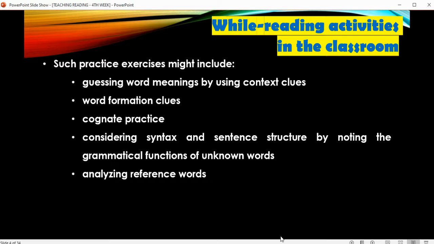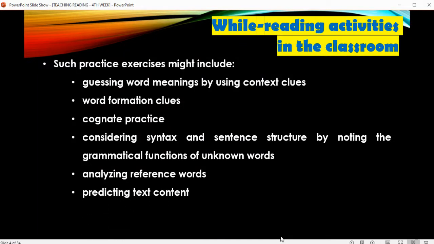Then you have another one that is analyzing reference words. So when we write something or when we read something, the author who writes something uses some words which are related to other ones, in order not to repeat the same word all the time. So they are going to use some words in order to make reference to the other words. And so here we're going to analyze this, with some exercises in order to analyze the reference words.